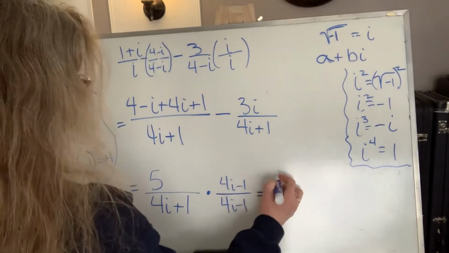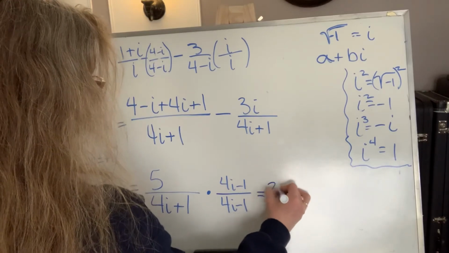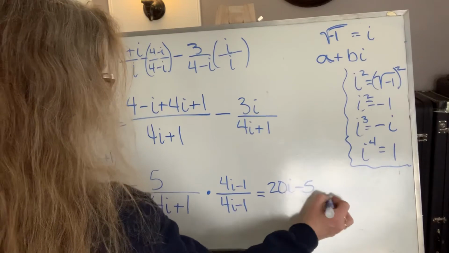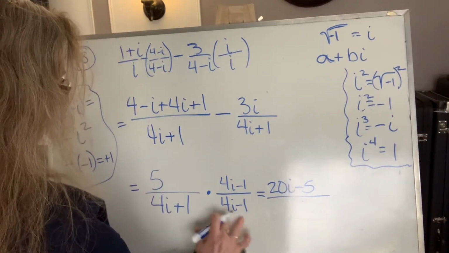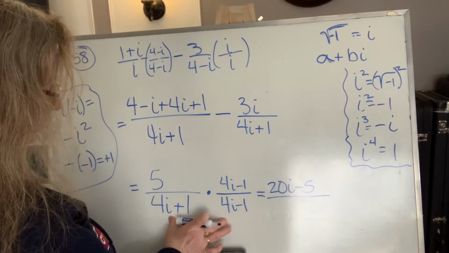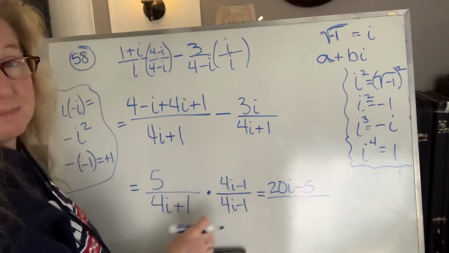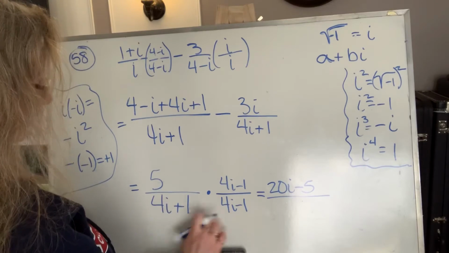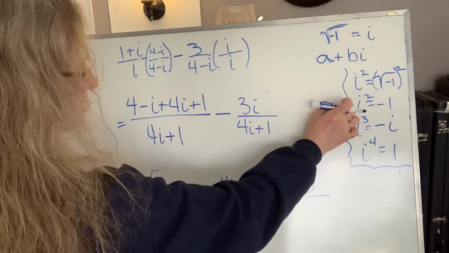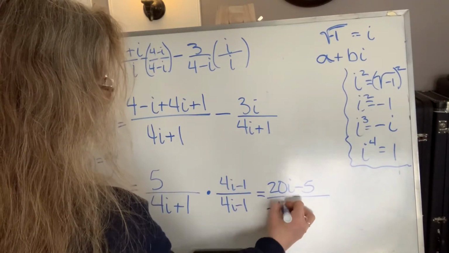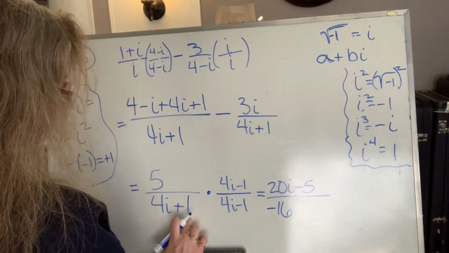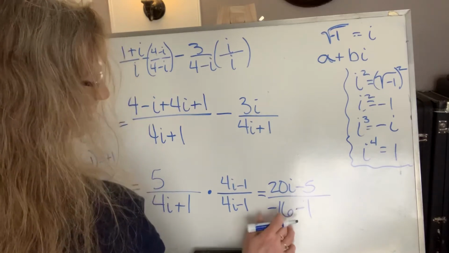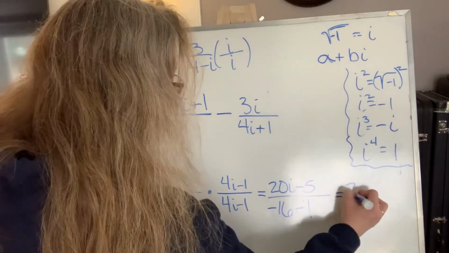So 5 times 4i is 20i. 5 times negative 1 is a negative 5. When I multiply conjugates, it's going to be the first terms and the last terms. The middle term should drop out. So 4 times 4 is 16. i times i is i squared, which is negative 1. So I have a negative 16. Positive 1 times negative 1 is going to be negative 1. So I end up with a negative 17.